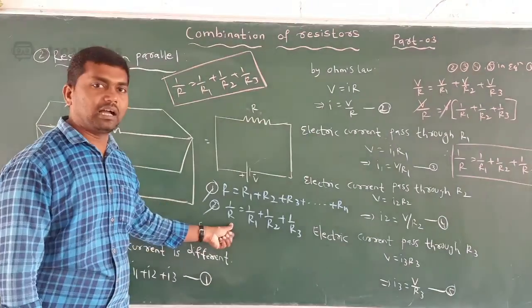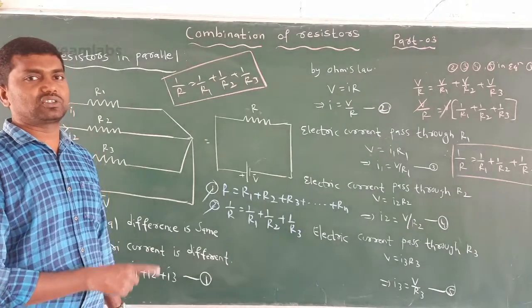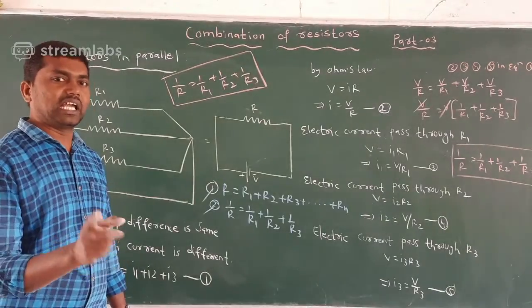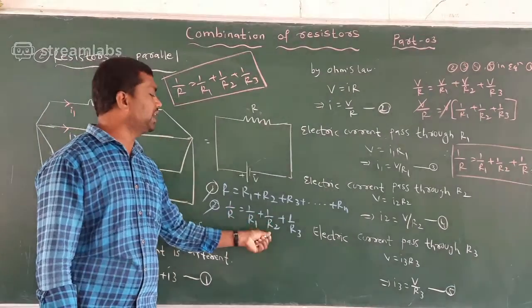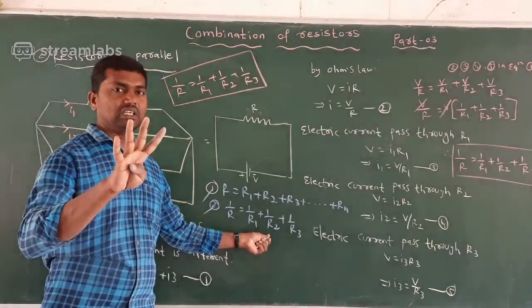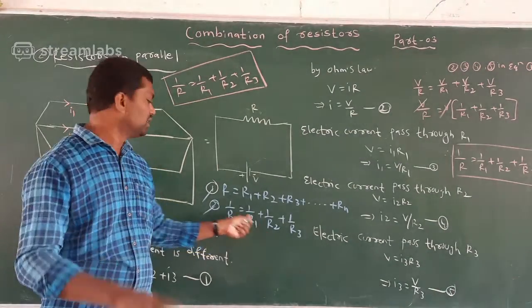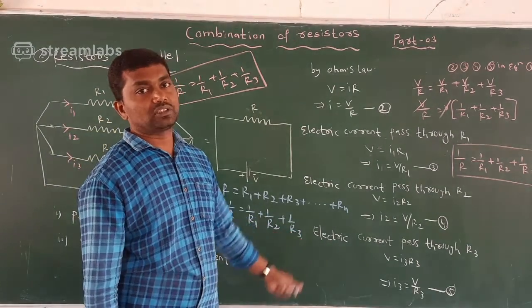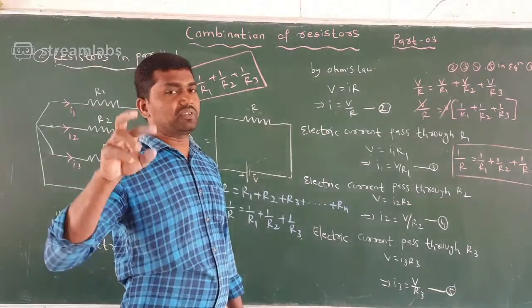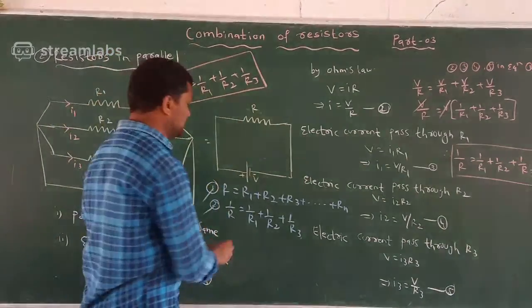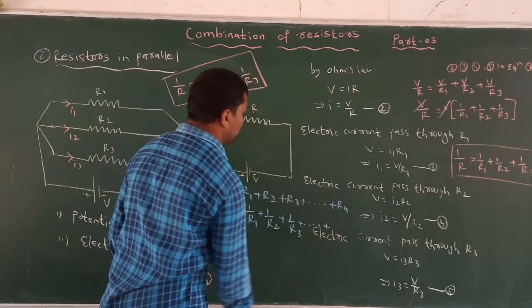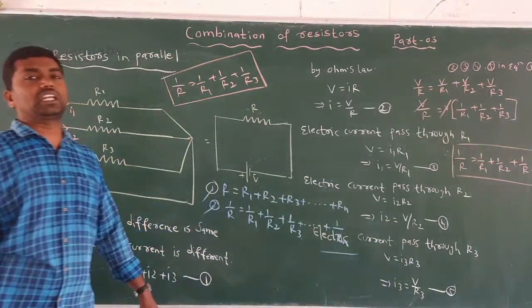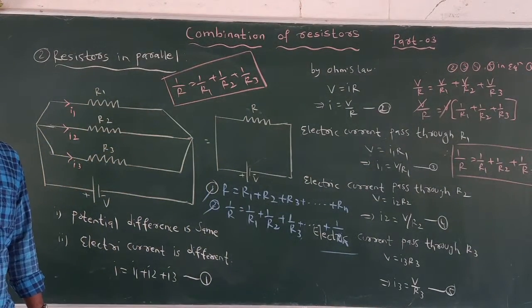Next, in parallel combination we will take 3 resistors, 1 by R is equal to 1 by R1 plus 1 by R2 plus 1 by R3, but we can also use only 2 resistors. The equation will be 1 by R is equal to 1 by R1 plus 1 by R2. Suppose 4 resistors are connected in parallel combination, 1 by R is equal to 1 by R1 plus 1 by R2 plus 1 by R3 plus 1 by R4. Suppose we take n resistors, the effective resistance 1 by R is equal to 1 by R1 plus 1 by R2 plus 1 by R3 plus up to 1 by Rn. This is the total resistance in the parallel combination of resistors.